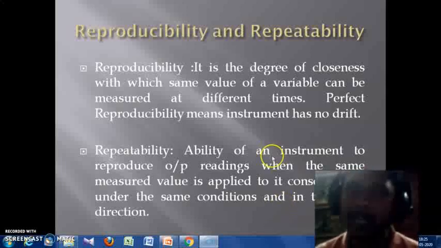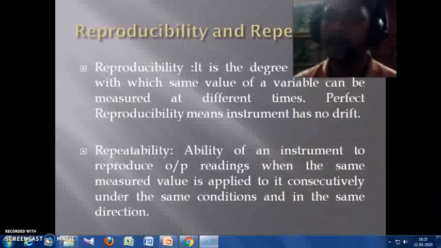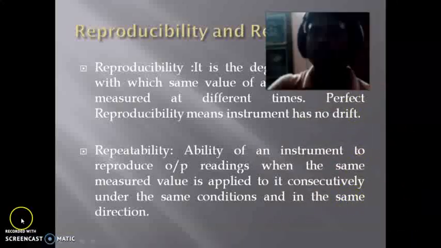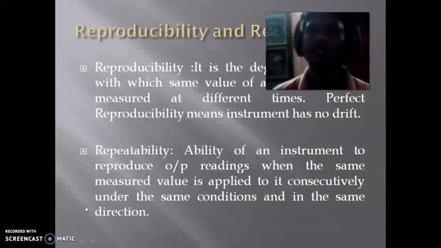Next is the repeatability. Repeatability is the ability of an instrument to reproduce output readings when the same measured value is applied to it consecutively under the same conditions and in the same direction. Means if the condition remains same, and if we apply a particular input to an instrument, its output that we are getting is repetitive in nature, means the same output if we get every time, so its repeatability is good, and it actually does not depend on the time.